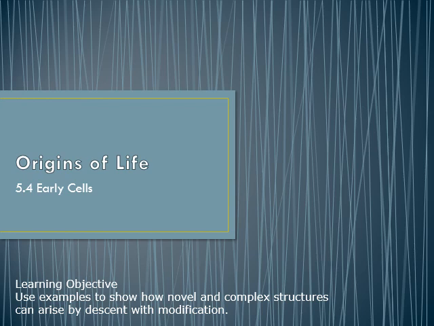Now, we've gotten through the first 3 steps. Step 1, formation of monomers. Step 2, formation of polymers. Step 3, formation of protective layer. Now we've got to get to the point where we get early cells. We get the cells taking on characteristics like reproduction, energy transference, and so on.